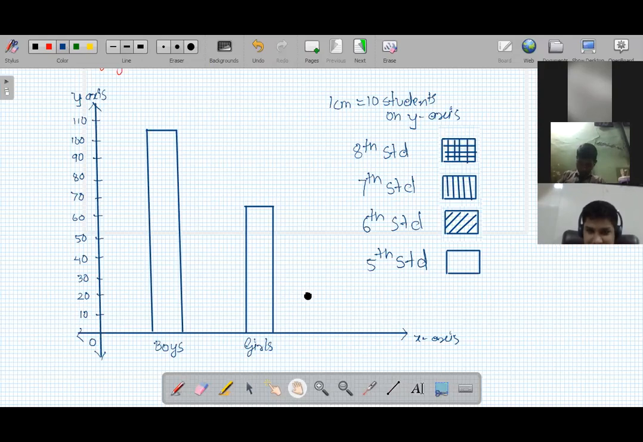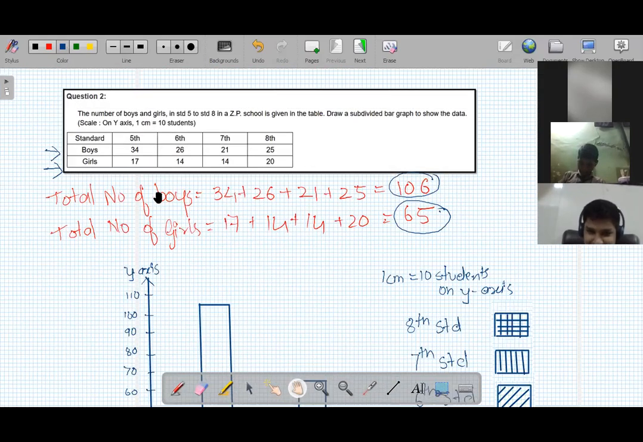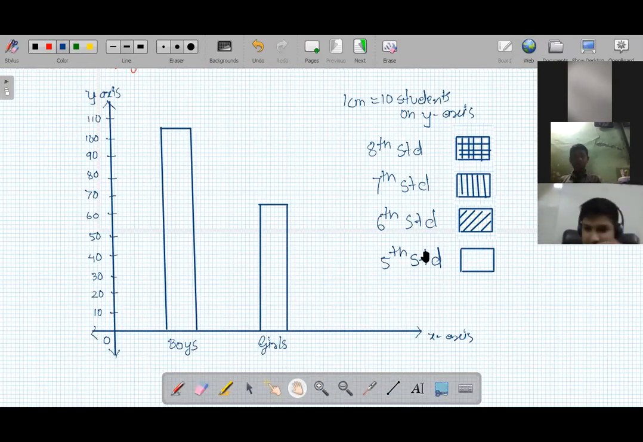Now we'll start with 5th standard, coming back to the table. If you see the table, 5th standard is 34. So in your first bar, you mark up to 34. If this is 30, 34 will be somewhere here. So this is 34. This I'll leave blank. Now again come back to your graph.